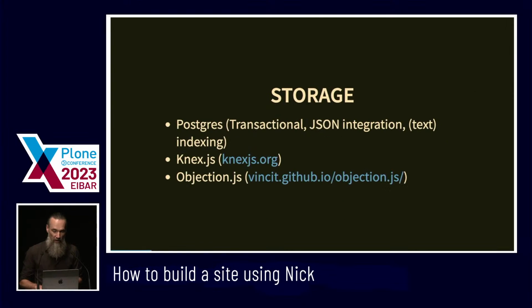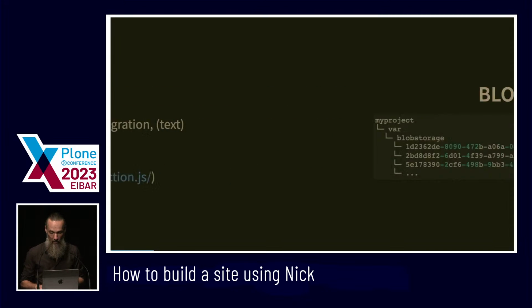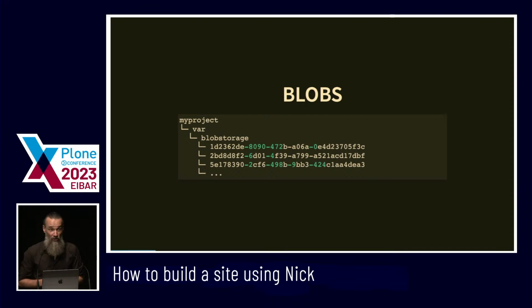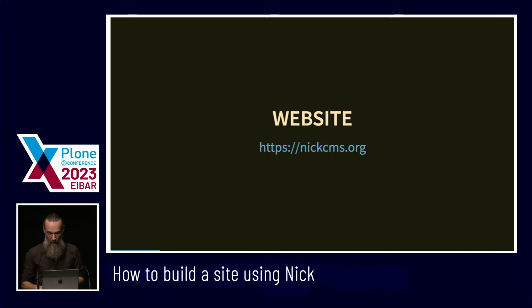For storage, I use PostgreSQL because it's a really nice, stable database. It's transactional, it has really nice JSON integration, and some nice text indexing as well, so you can actually use it with yesterday's search, as Ramon calls it, but it's normal search. Then I'm using Knex as a layer in between, and Objection as just a layer on top of that. Files are just stored on disk in a blob storage, pretty similar to what Plone does.